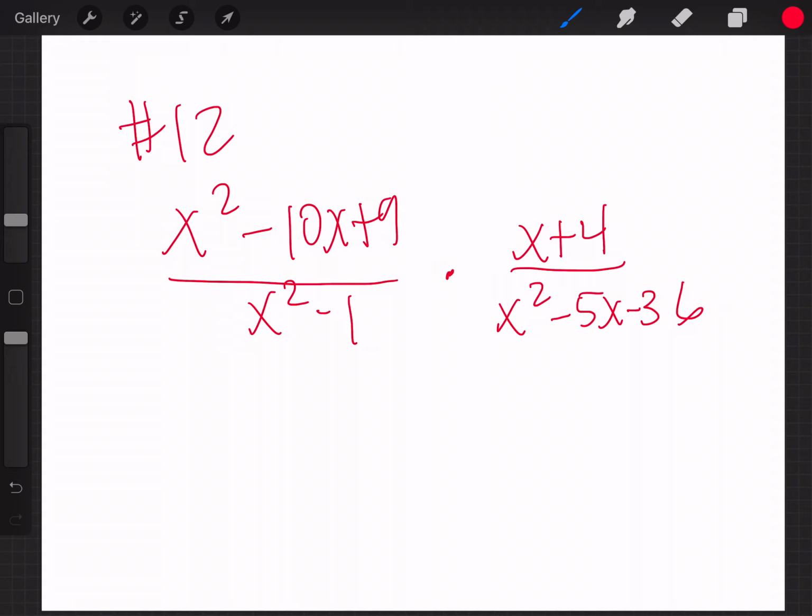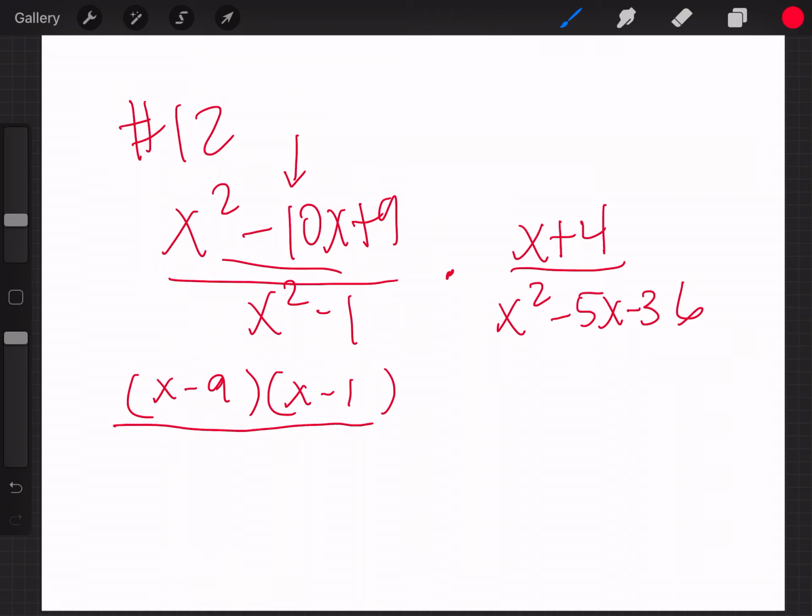On the top here, this is a trinomial. We want factors of 9 that will combine to give me a negative 10. That would be x minus 9 and x minus 1. On the bottom, x squared minus 1. What is that? Yes, that is the difference of two squares. One's a perfect square: x minus 1, x plus 1. And then over here, x plus 4. It is a binomial, but it has nothing in common, and it's not the difference of two squares, so that technically just stays as one factor there.